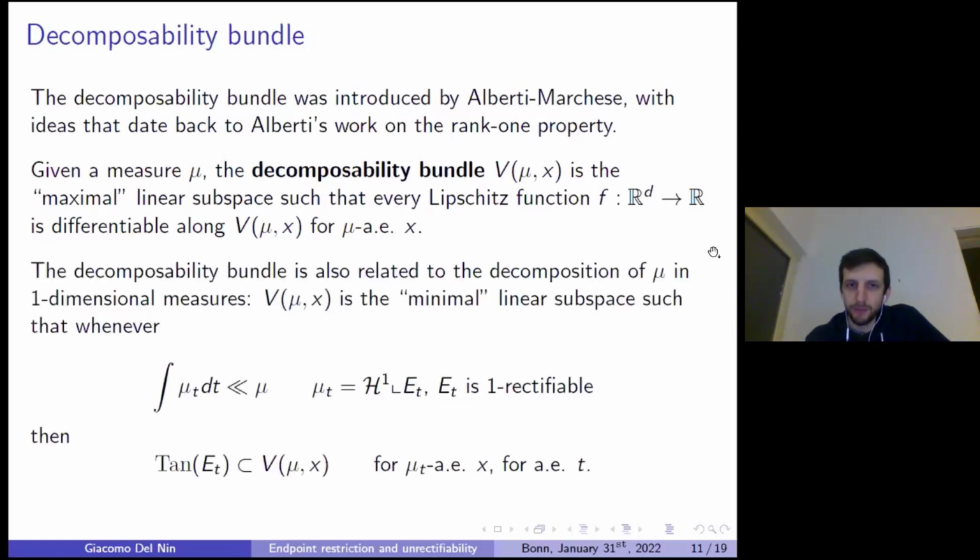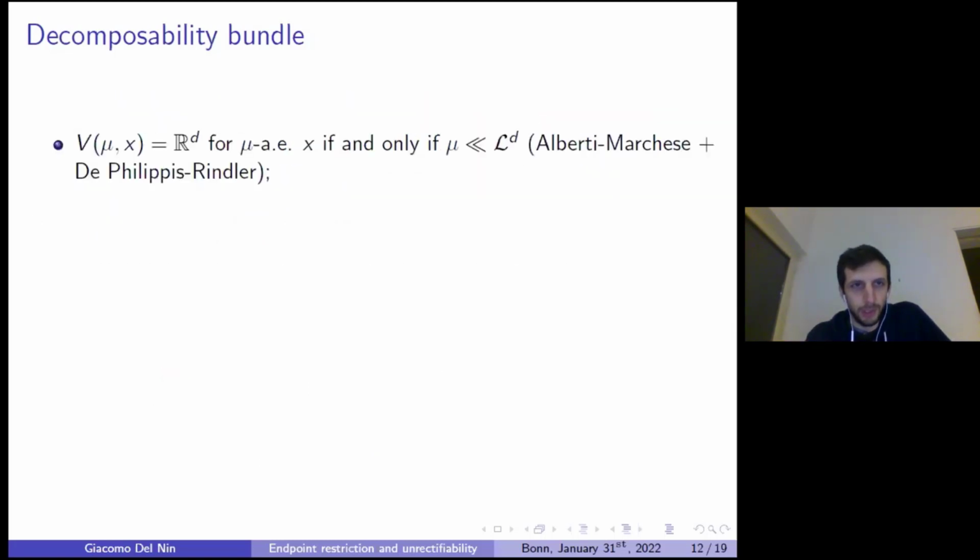And there are many different equivalent characterizations of the decomposability bundle. One which is maybe even more geometric is the following. That says essentially that V of mu x is the subspace along which we can decompose the measure in one rectifiable measures in that direction. And just to briefly state a few known results.